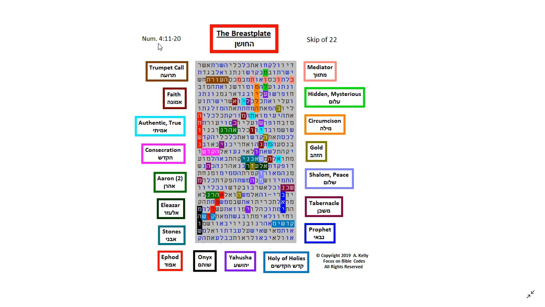But there were verses saying, like in verse 15 it says, "But they shall not touch any holy thing, lest they die." And in verse 20 it says, "But they shall not go in to watch while the holy things are being covered, lest they die." So part of me wonders if this breastplate was one of the items that the Kohathites were responsible to carry. So that is our table about the breastplate.